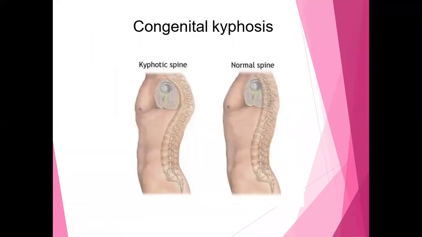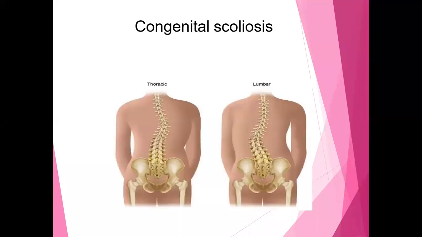Then we have kyphosis, which is what we call hunchback, so that is again an abnormal curvature of the spine. You know that we have two primary and then two secondary curvatures of the vertebral column.